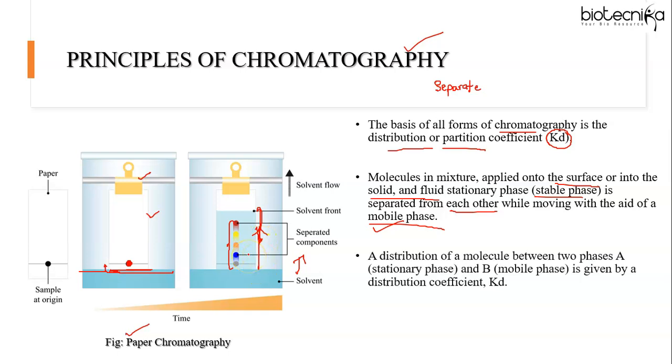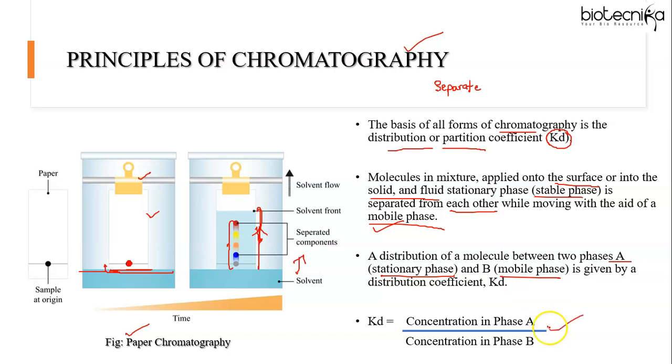As I told you, the basis of all chromatography is the distribution or partition coefficient. For two phases, let's represent the stationary phase with A and the mobile phase with B. The value of this coefficient is constant at a given temperature and is given by the expression: concentration in phase A divided by concentration in phase B.